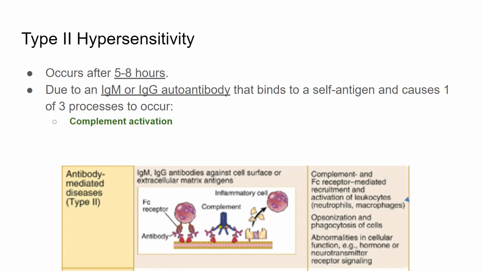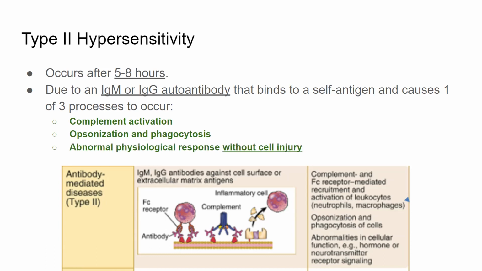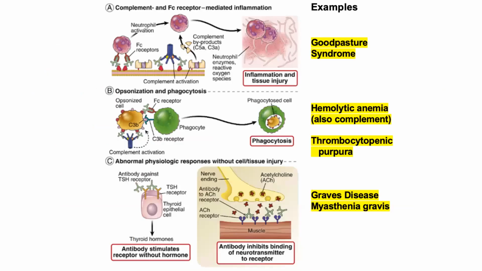The first big thing is complement activation. You learned about complement last week, right? IgG and IgM can both activate complement. Next is opsonization. This is important with your red blood cells. IgG will stick to your red blood cells if you have an autoantibody to something on your red blood cell, and then your spleen will eat it, and you'll lose red blood cells in your spleen that way. And then lastly is some sort of abnormal physiological response. We'll look at all those in more detail.